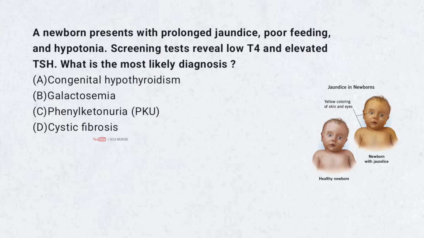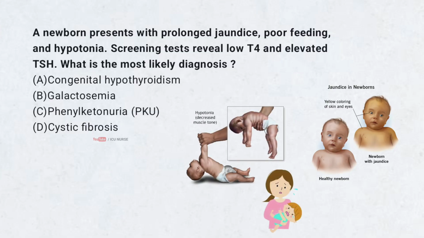A newborn presents with prolonged jaundice, poor feeding and hypotonia. Screening tests reveal low T4 and elevated TSH. What is the most likely diagnosis?